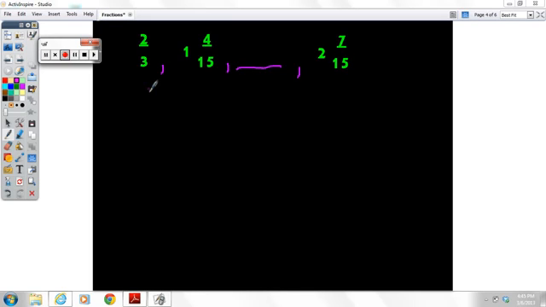Now, in order to figure out the missing term, we need to figure out what the rule is. In order to figure out the rule, we need to take two consecutive numbers here, fractions and mixed numbers, and figure out the difference between those two numbers.